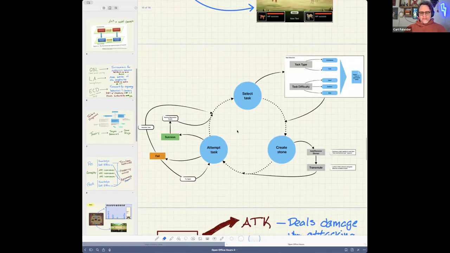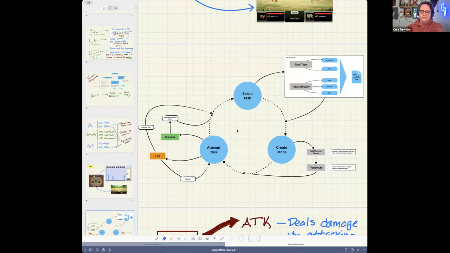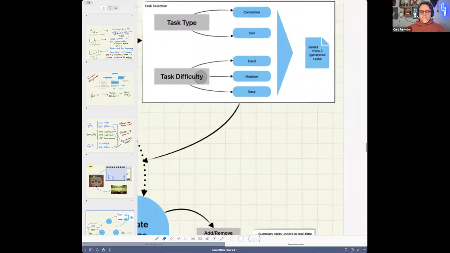I should go to this slide because this is the full representation of it. So they get a task, they create a stone, and then they attempt the task. If they succeed, they get reputation. If they fail, they can try again, or they can abandon the task. There's your persistence.